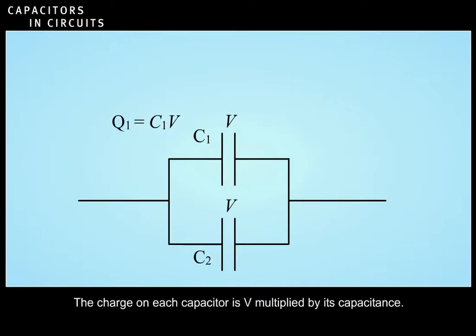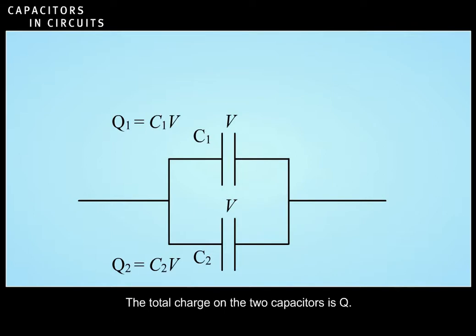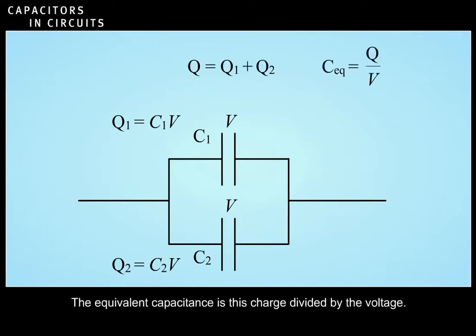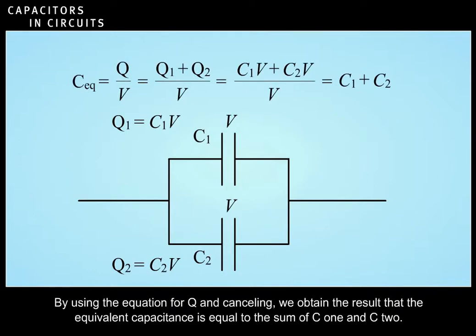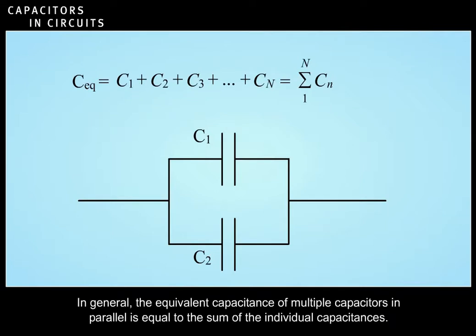The charge on each capacitor is V multiplied by its capacitance. The total charge on the two capacitors is Q. The equivalent capacitance is this charge divided by the voltage. By using the equation for Q and canceling, we obtain the result that the equivalent capacitance is equal to the sum of C1 and C2. In general, the equivalent capacitance of multiple capacitors in parallel is equal to the sum of the individual capacitances.